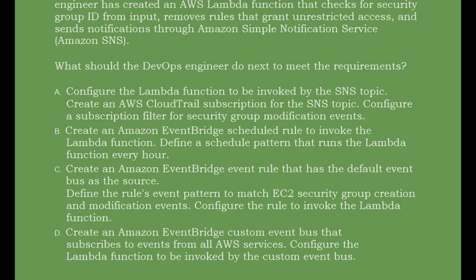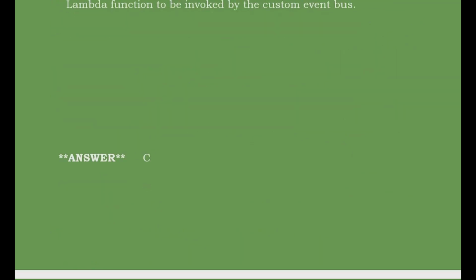Option C. Create an Amazon EventBridge event rule that has the default event bus as the source. Define the rule's event pattern to match EC2 security group creation and modification events. Configure the rule to invoke the Lambda function. Option D. Create an Amazon EventBridge custom event bus that subscribes to events from all AWS services. Configure the Lambda function to be invoked by the custom event bus. Correct answer is option C.